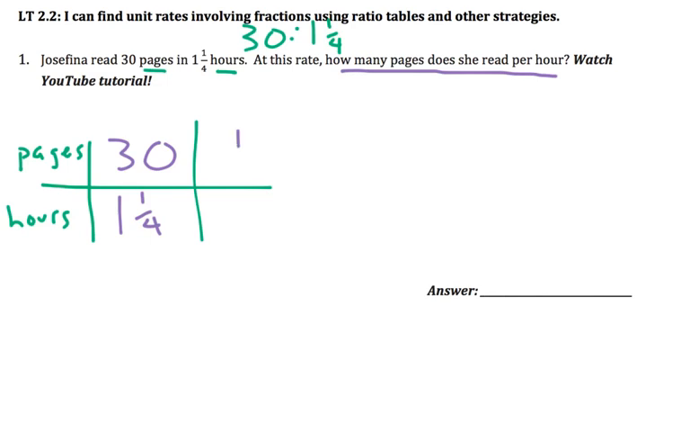We're not going to put a 1 up here, because that would be like the number of hours per page. Instead, it wants the number of pages, so we don't know the number of pages per hour, so we're looking for 1 hour. Once we have this set up, we have a ton of options for finding 1 hour. One would be to divide 1 1/4 by itself, because anything divided by itself is just 1.